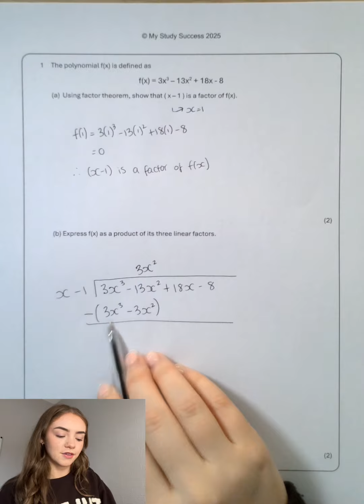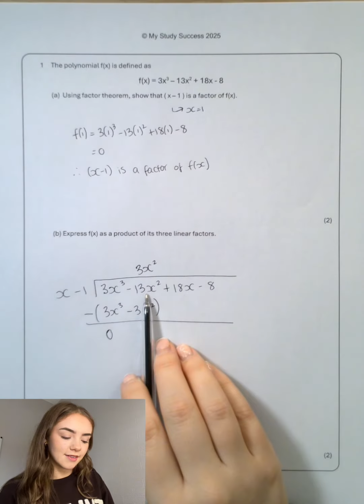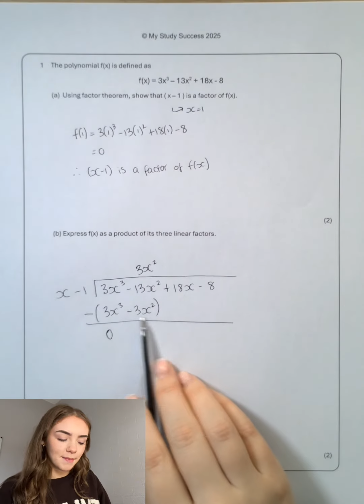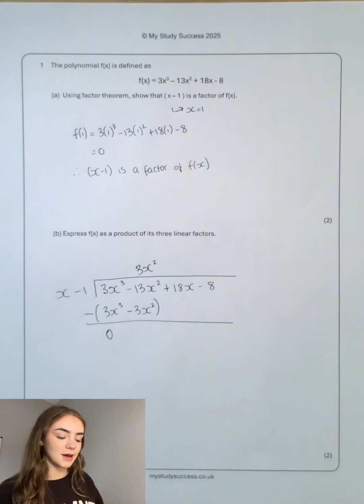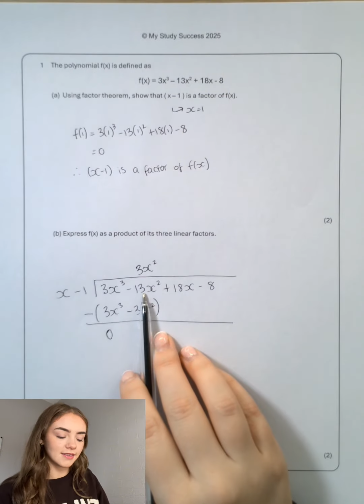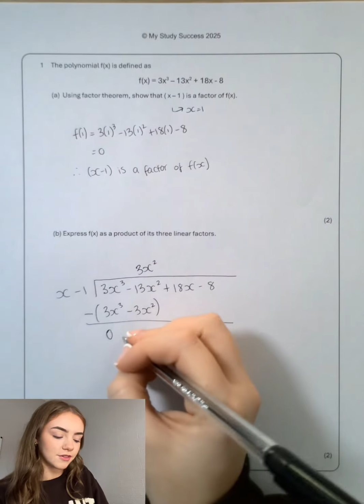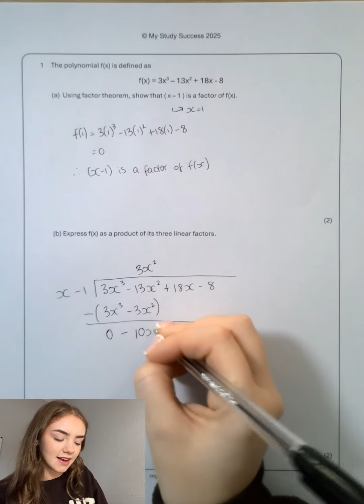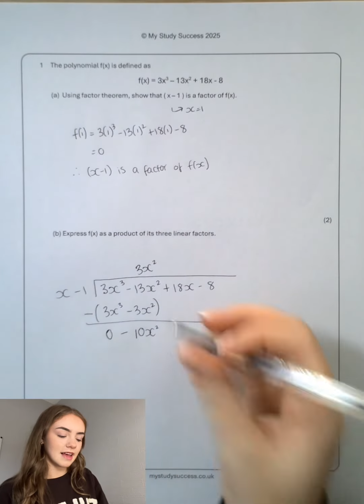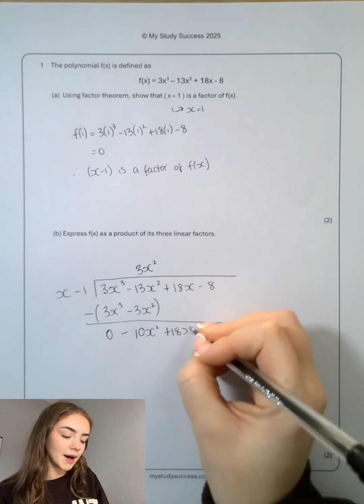3x³ − 3x³ is 0. −13x² − (−3x²): two negatives make a positive, so this will be −13x² + 3x², which is −10x². The rest will stay the same, so plus 18x − 8.